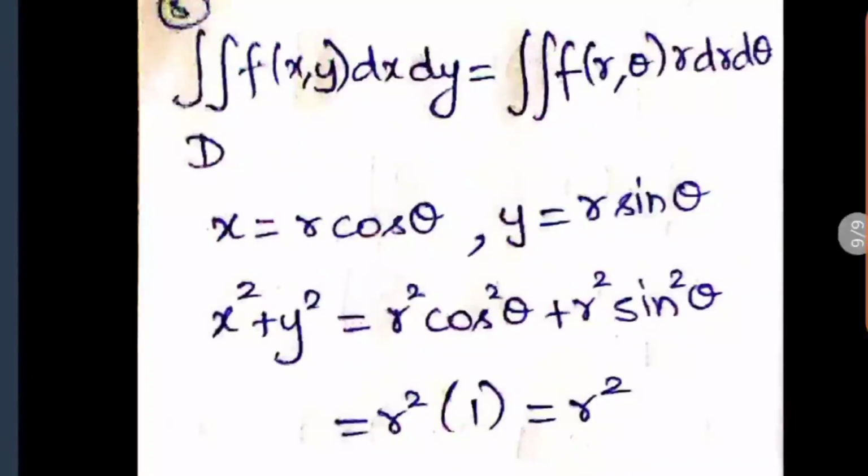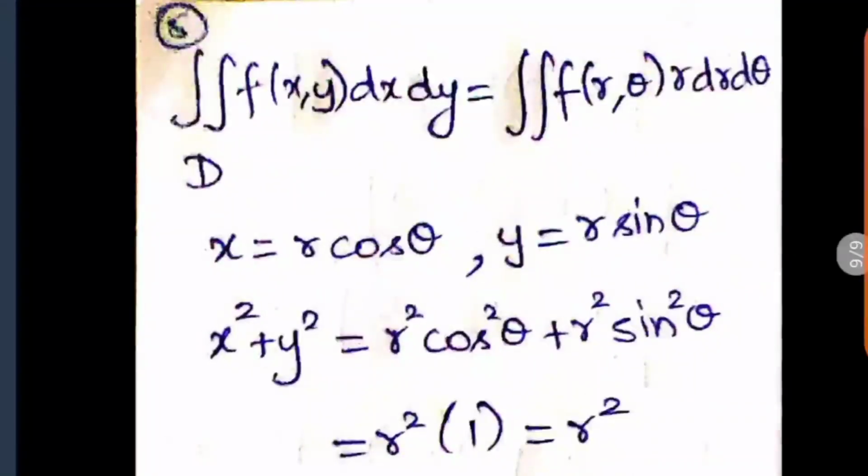Then we are going to substitute x is equal to r cos theta and y is equal to r sin theta, because we have to convert that e power function in terms of theta. In the function they have given e power minus of x square plus y square. So here x square plus y square is r square cos square theta plus r square sin square theta, so r square into cos square theta plus sin square theta. Sin square theta plus cos square theta is 1, so the answer will be r square only. So you can write it as e power minus r square.